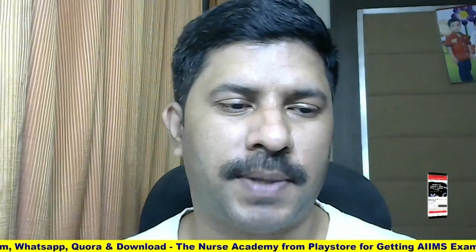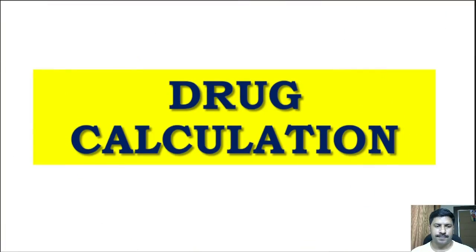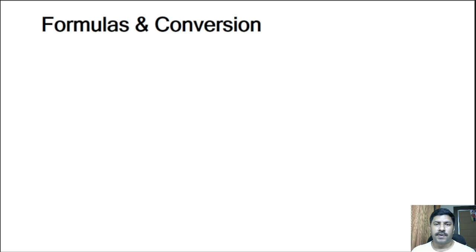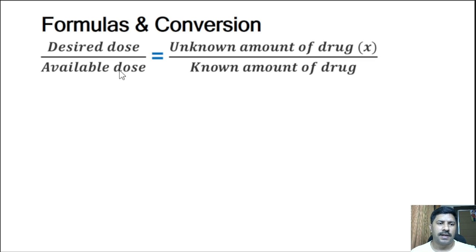So we will go to our topic, drug calculation. Before going to questions, we need to understand some formulas and conversions. The first formula is desired dose divided by available dose, which is equal to the unknown amount of drug, that is X, divided by the known amount of drug.